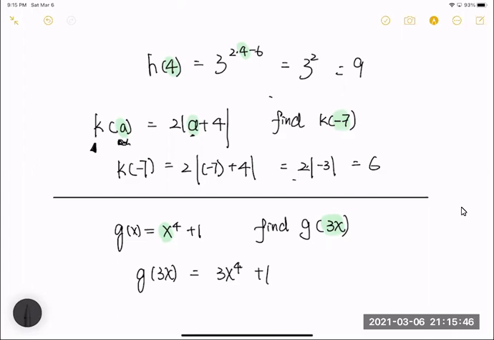Is this true? No, you need to put a parenthesis here, because whenever you replace the x, you want to put a parenthesis around the part that you replace. Why is that? If you don't put a parenthesis, you may convince yourself that this is just equal to 3 times x to the 4th. But actually, the 3 is also raised to the 4th power. So I have 3 to the 4th, which is 81, x to the 4th plus 1.